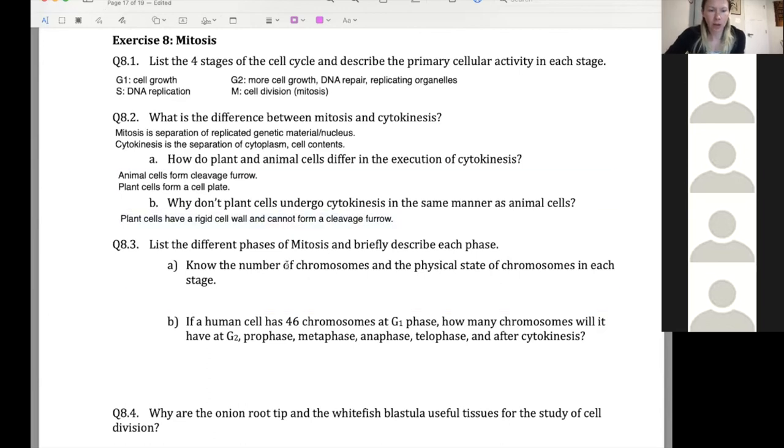So for this next question, when we talked about what's going on in each phase, where it says the physical state of chromosomes, what it means is you want to be clear on in which phase we have replicated or unreplicated chromosomes. So replicated versus unreplicated, and whether the sister chromatids are still attached or pulled apart. If you keep that language in mind, it'll be easier to answer these questions.